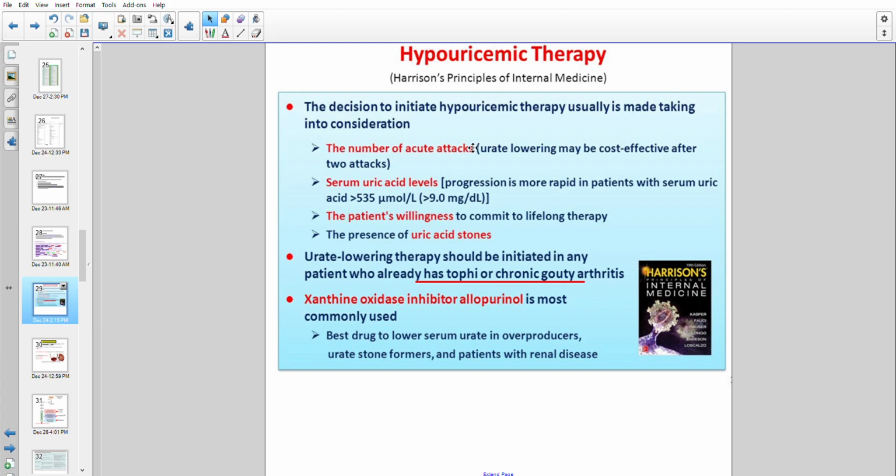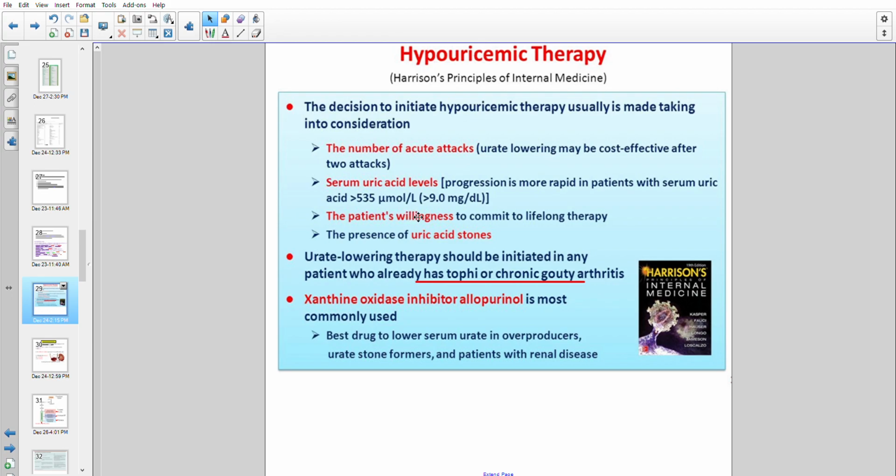The number of acute attacks. So if you've got a lot of acute attacks which is causing problems with you, like kidney stones and failure of the liver or acute gout attacks, then they'll say, look, we better give you some drugs to reduce it, hypouricemic. So what they look at is the serum uric acid levels, which serum means in the blood, greater than 535 millimoles per litre or 9.0 milligrams per deciliter.